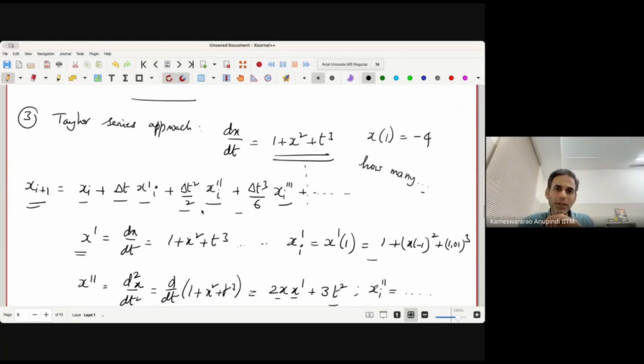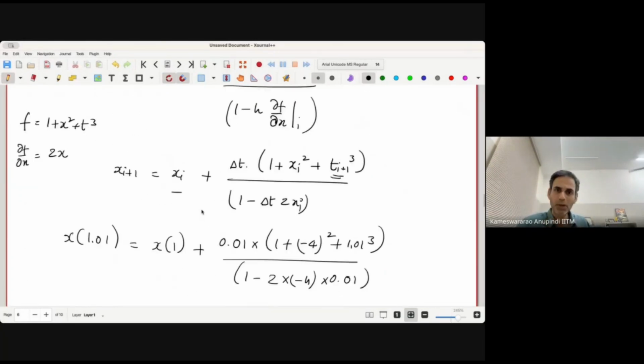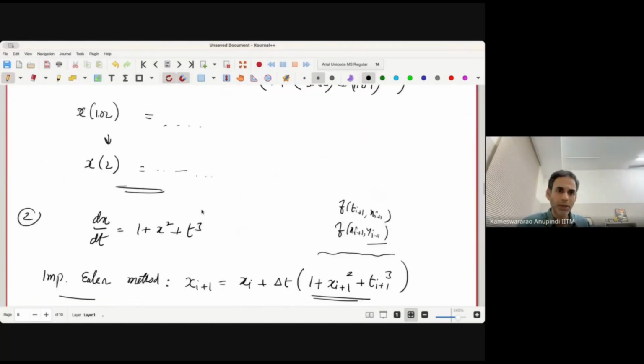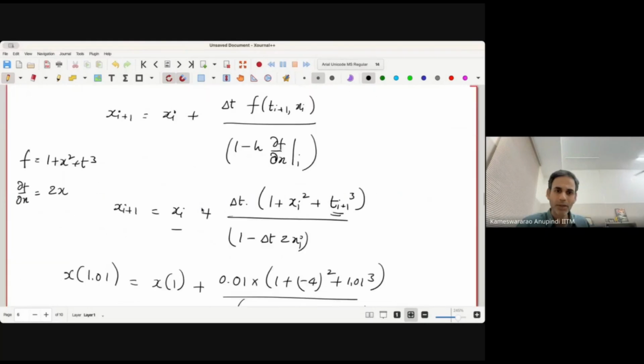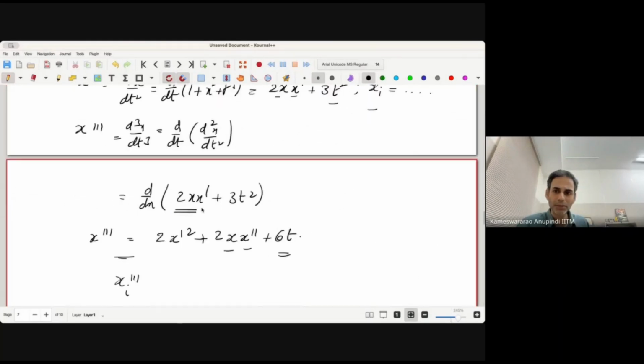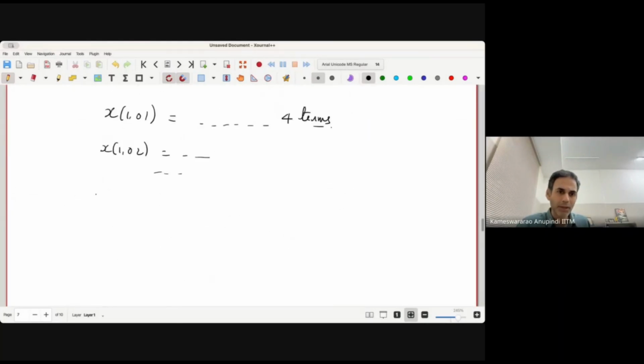In a similar manner, you can try to work out how to do this with the trapezoidal method. We may not do it, but it is similar to the implicit Euler method. So try working out the trapezoidal method, maybe just for one or two time steps, and that should be helpful.